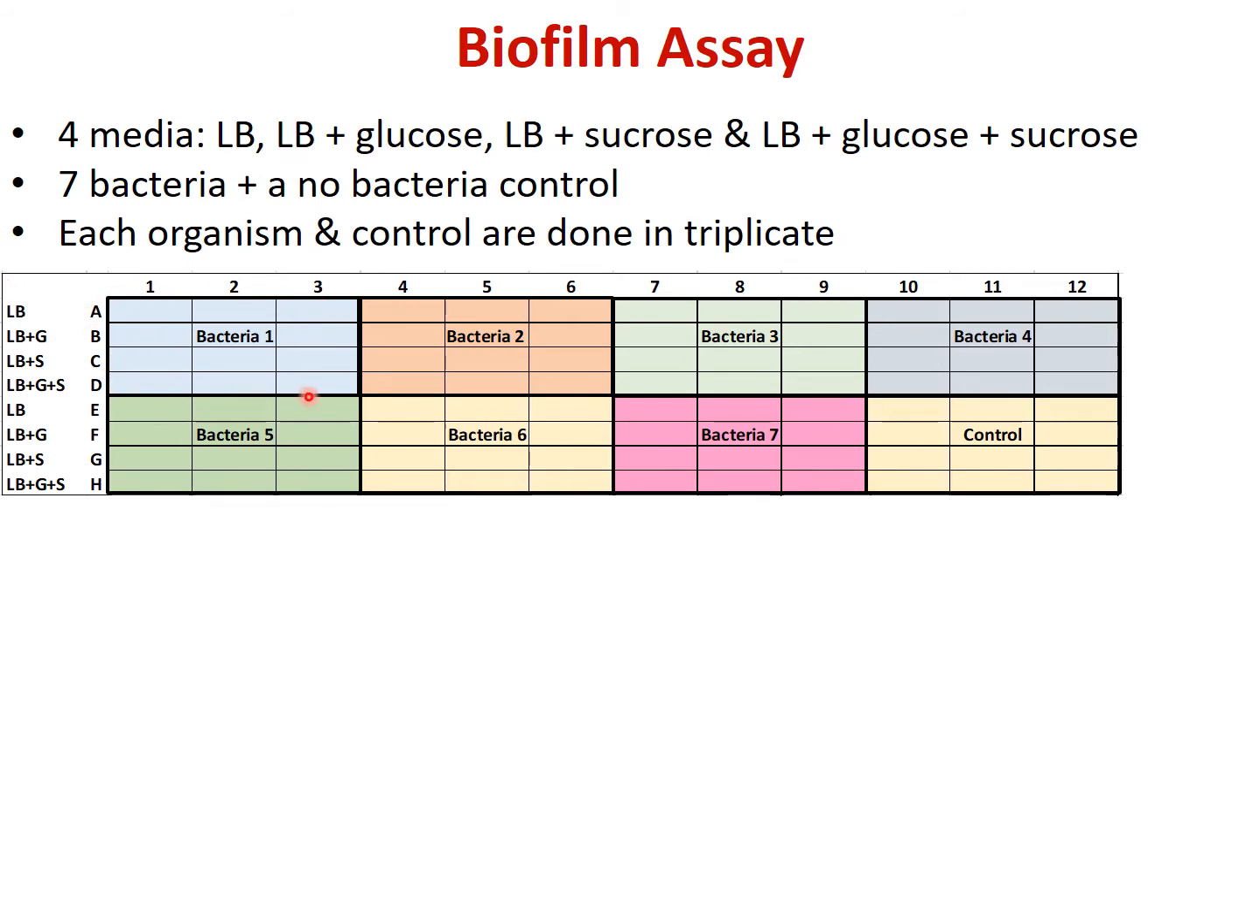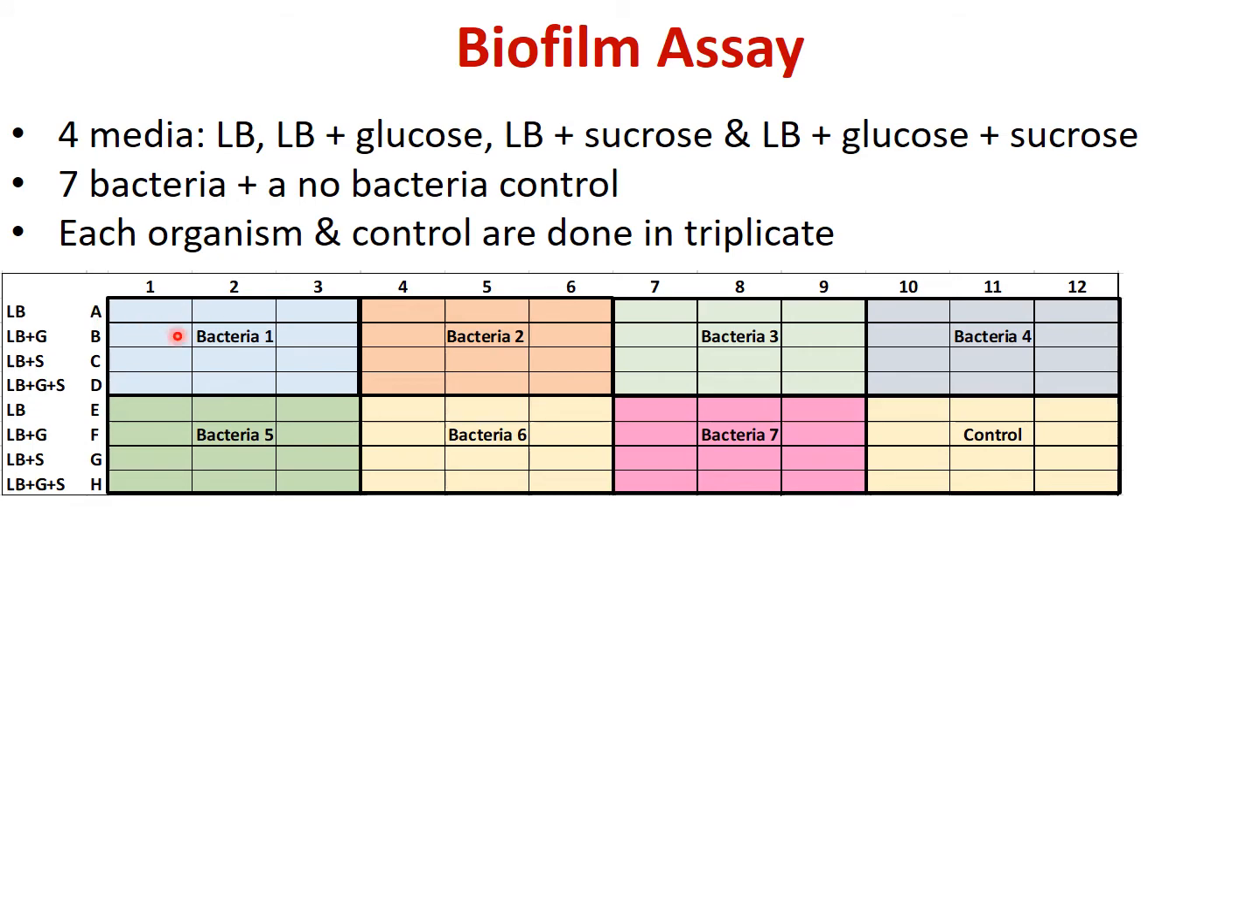So we're going to use 7 different bacteria and a no bacterial control. And they're going to be arranged in these sections of 12, these blocks here. These will get all the same bacteria in this light blue area. So now we'll have bacteria 1 that's being grown in LB, LB plus glucose, LB plus sucrose, and LB plus glucose and sucrose. All right. And we're going to do that for each of the different bacteria.